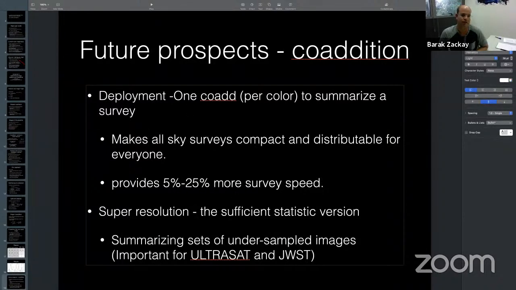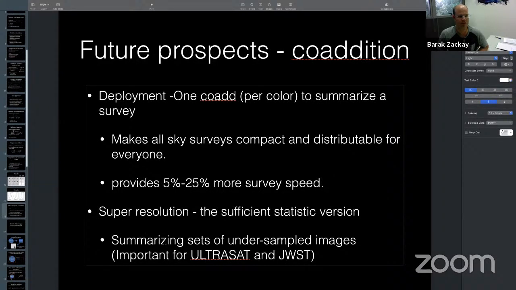And another future prospect, which I actually intend to pursue, is to get what I call the super resolution, the sufficient statistic version. So if you have images that are undersampled, and this is expected for a space mission that is led by the Weizmann Institute called Ultrasat, and also a very famous other space mission like JWST. Okay. So undersampled images are appearing in astronomy in many different contexts, and being able to get the most out of them requires some thinking when you do coaddition. Okay, I'll detail it more now.